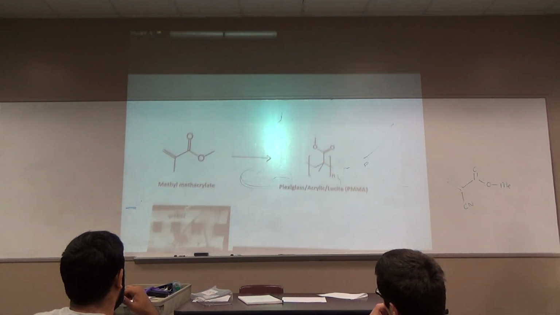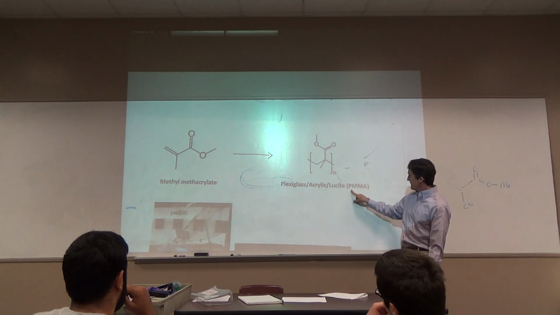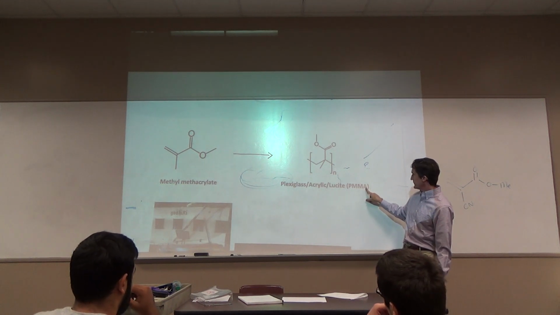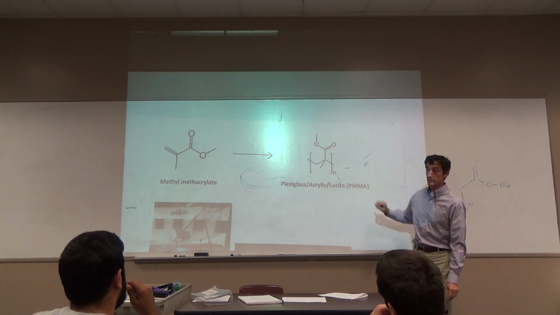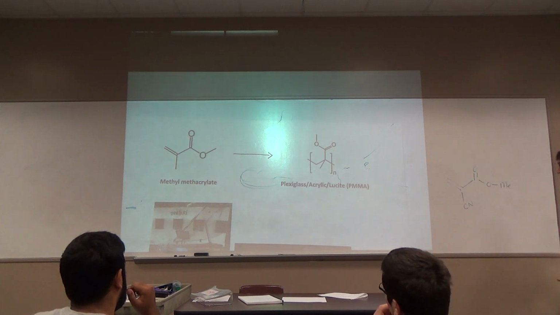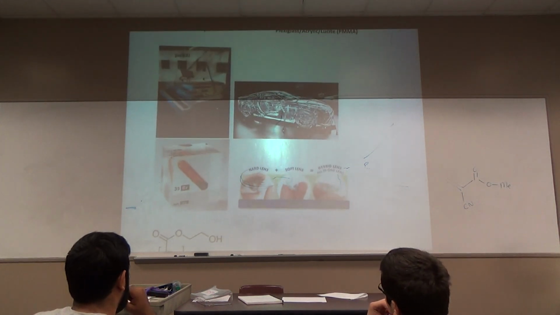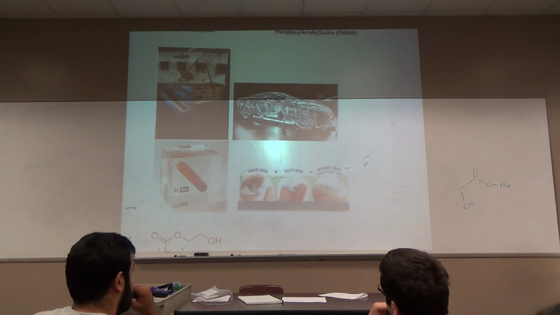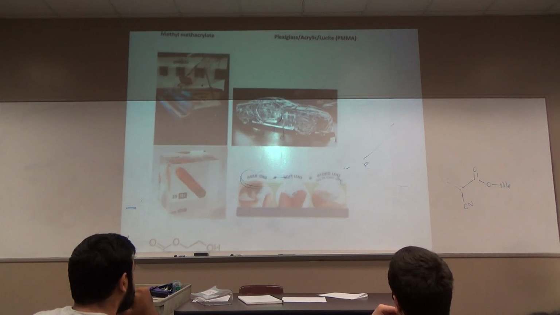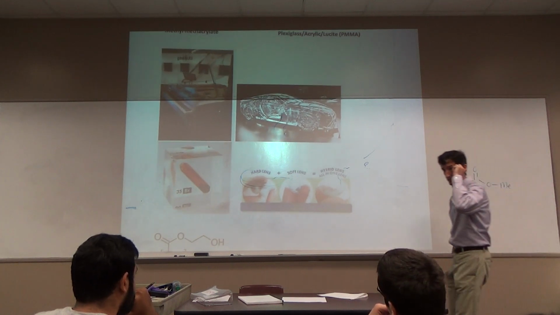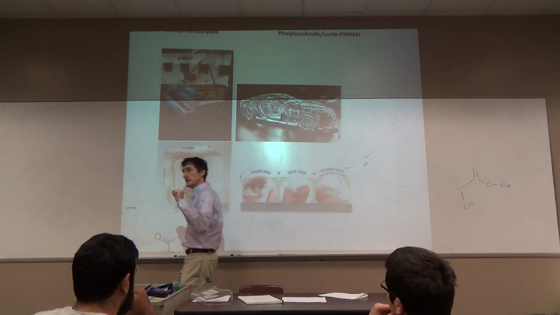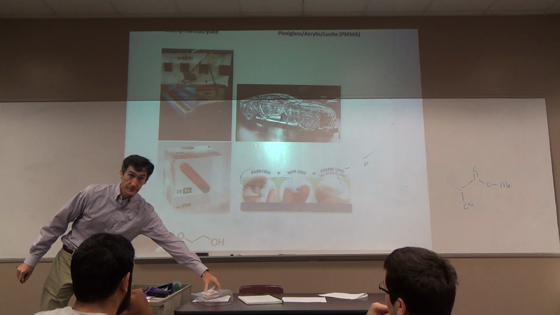By the way, what is PMMA? Polymethyl methacrylate. Polymer. We call it different names. Here's an interesting application that takes us back to the beginning of Organic 1 a little bit. Physical properties. Contact lenses. Contact lenses can be made of this stuff.